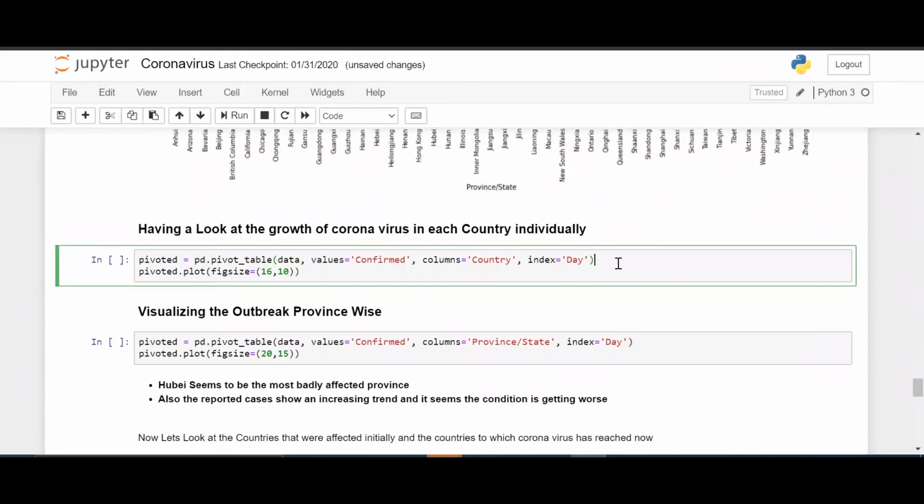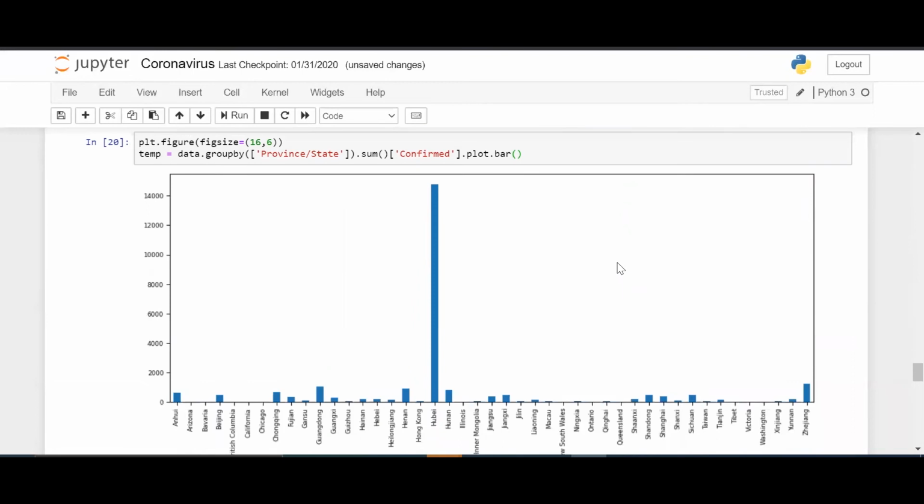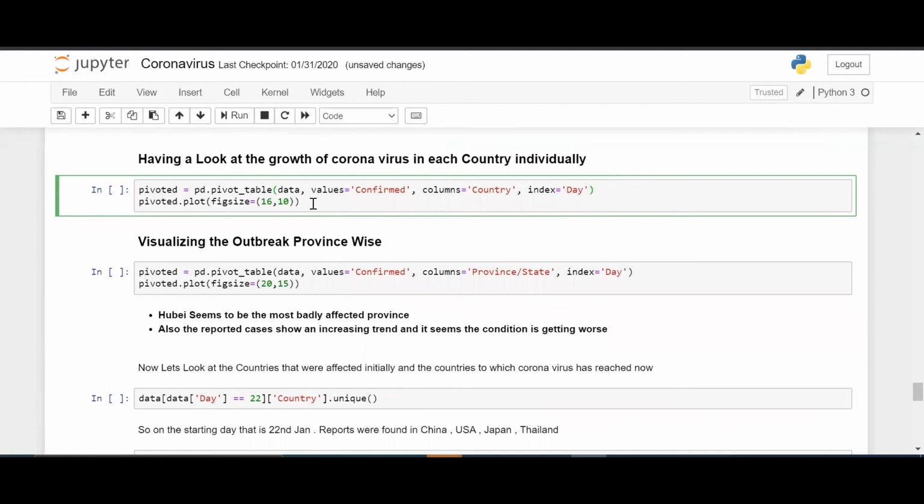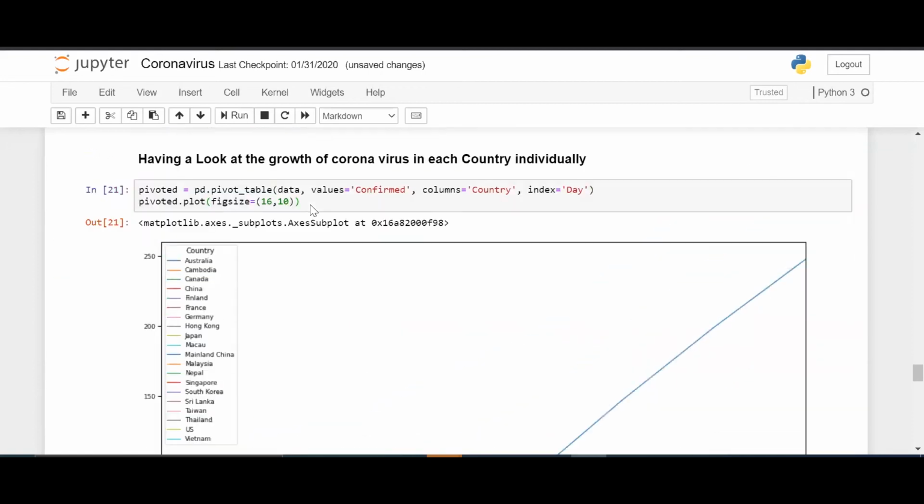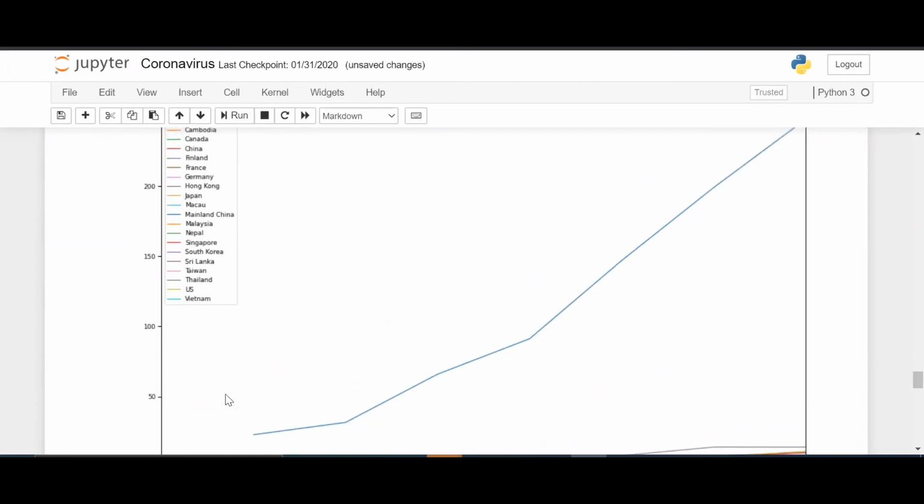Okay. Now that we have understood the counts and the number of confirmed cases across different countries and regions in the coronavirus pandemic, we will go ahead and plot a pivot table to understand the growth in each country individually. All right. So we have different countries represented by different lines, and the days in January between 22nd to 29th, and the count of cases.